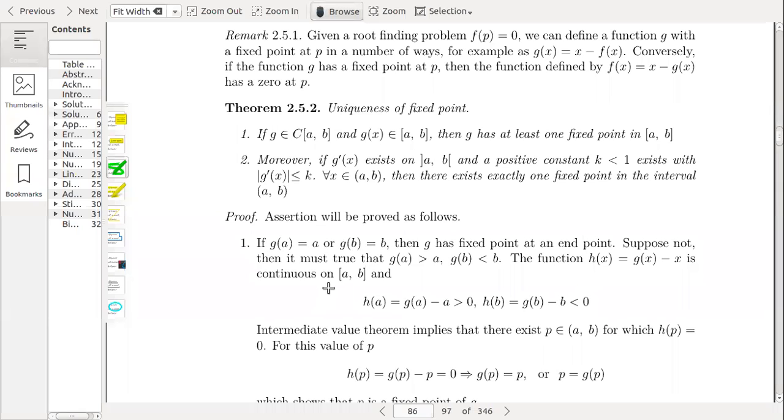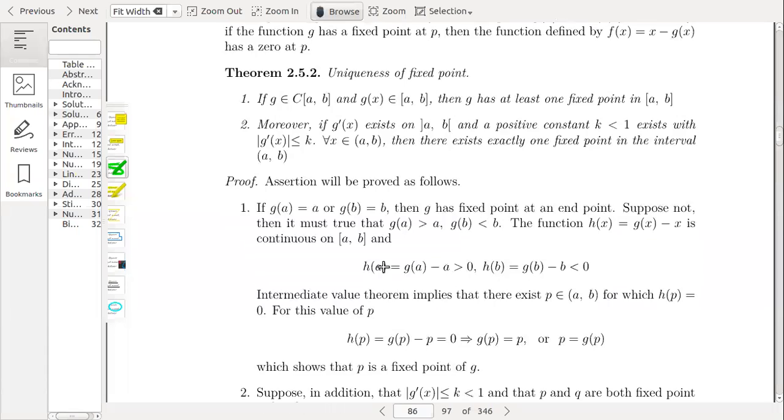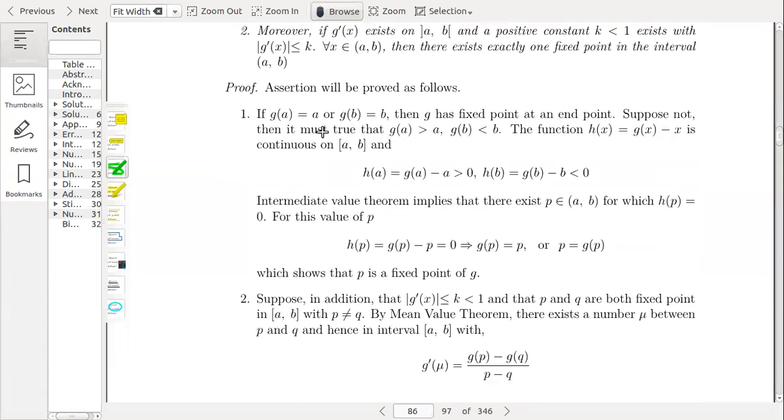So this assertion can be proved as follows. If g of a is equal to a or g of b is equal to b, then g has a fixed point at an endpoint. Suppose not, then it must be true that g of a is greater than a.